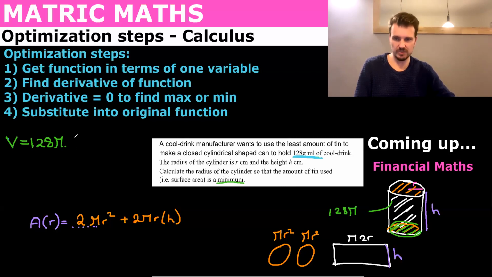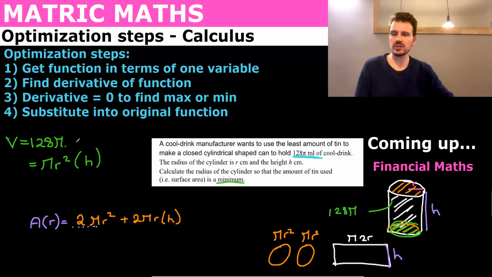So the volume is equal to 128 pi. Now the formula for the volume is the area of the circle, which I did in green, which is the same as the orange one, which is pi r squared. And then you would have to multiply that by the height in order to get the volume.